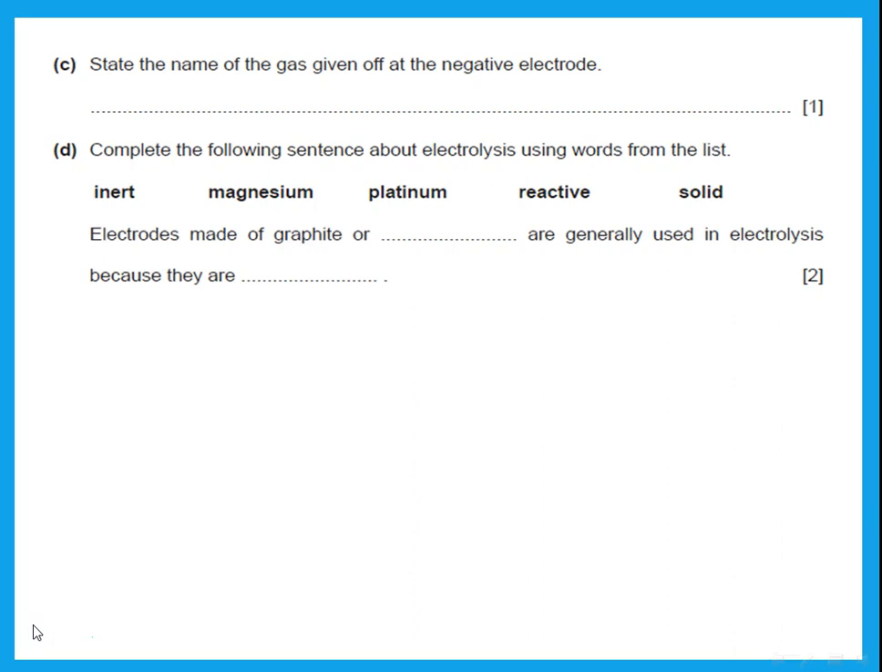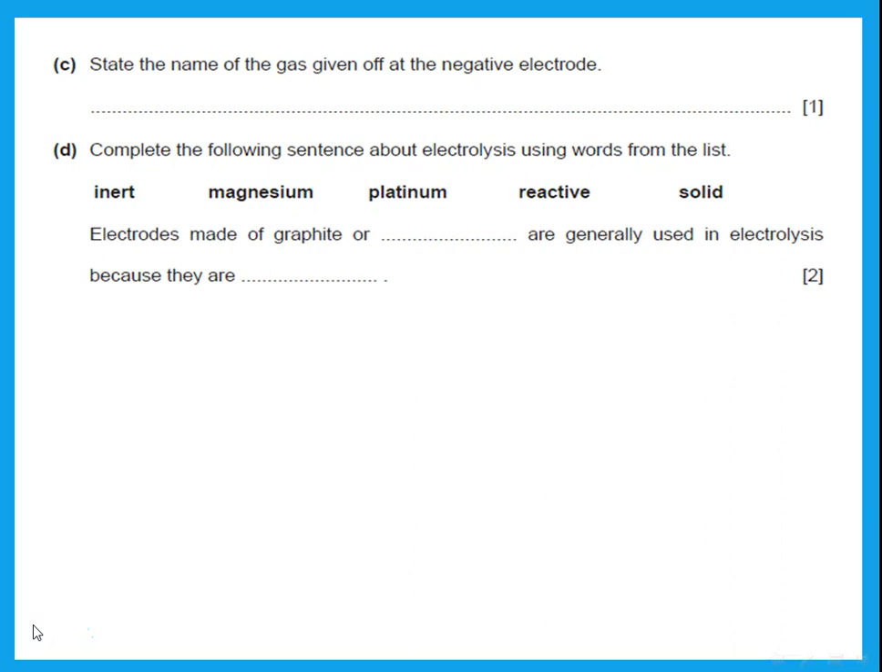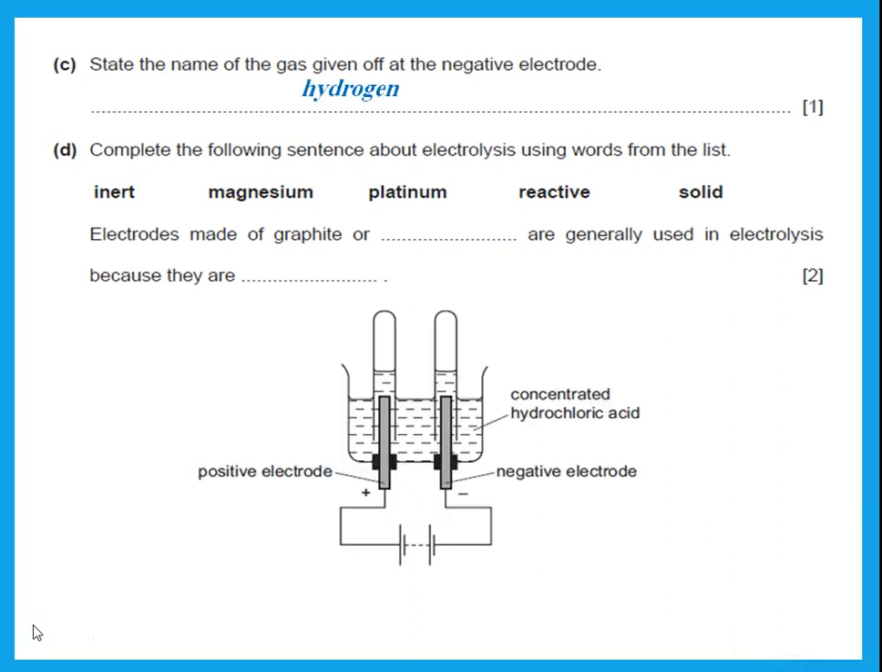State the name of the gas given off at the negative. Well, let's go back. What was he doing? He was doing concentrated hydrochloric acid. So concentrated hydrochloric acid, and he wants the gas at the negative. At the negative, actually I don't have a choice. I just have H plus ions. Okay, so H plus ions, so that will give me hydrogen.